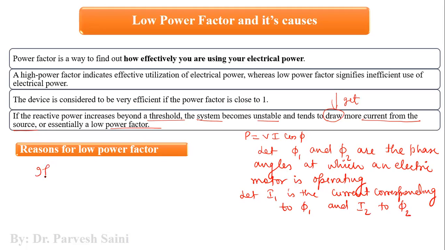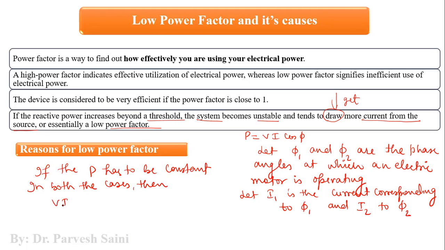Now, if the power P has to be constant in both the cases, then V I1 cos phi 1 is equal to V I2 cos phi 2. This would be the equation. Now, because the electric motor will be operating at the same voltage, this V and V cancel out. So we'll remove V. So this is I1 cos phi 1 equal to I2 cos phi 2.